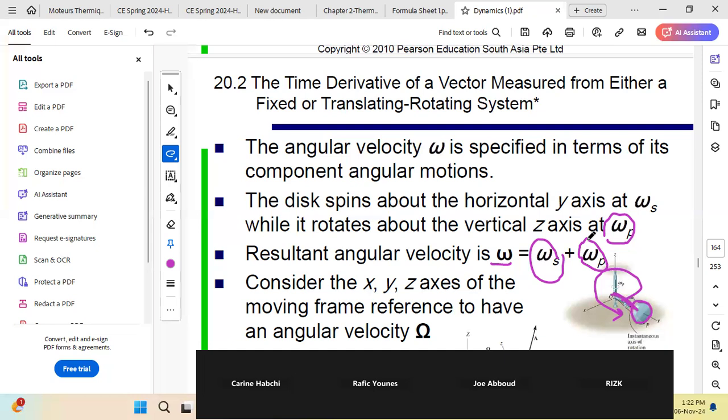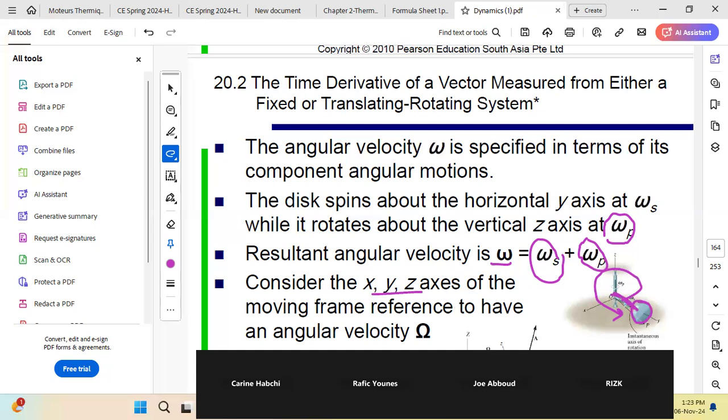Okay, but before being able to determine how is alpha s, how is alpha p, we should develop together how to find the derivative of a vector that is changing in magnitude and in direction. So this is why we will define together an XYZ frame that is rotating with the axis of the disk. Okay, and here what is happening if you want? The axis of the disk is rotating about Z.